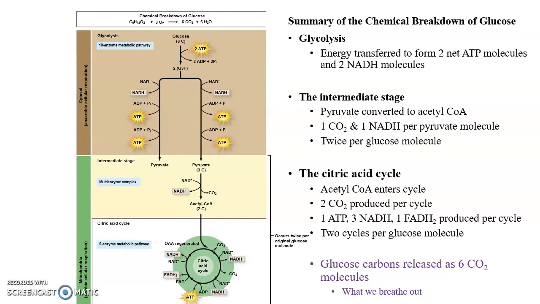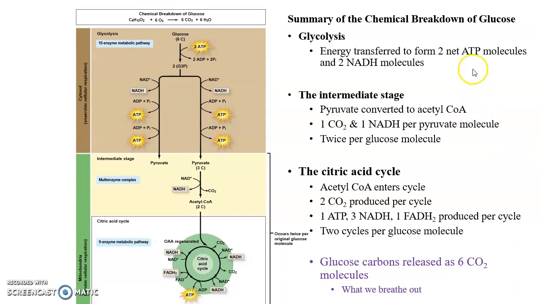So that is the chemical breakdown of glucose into carbon dioxide. Our 6-carbon glucose becomes 6 carbon dioxides that we breathe out, where we're gaining ATP, NADH, and FADH2 during this whole complicated process.